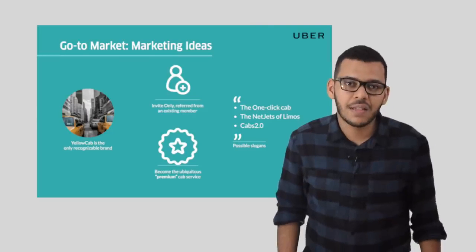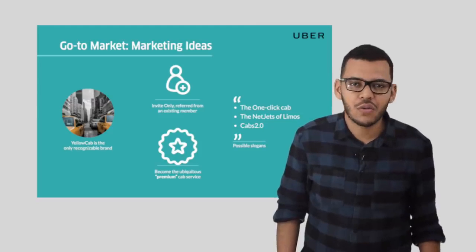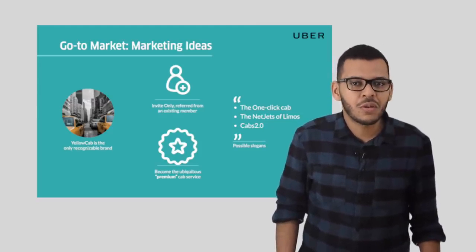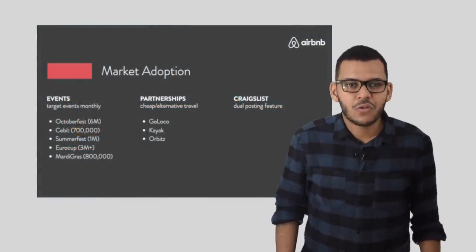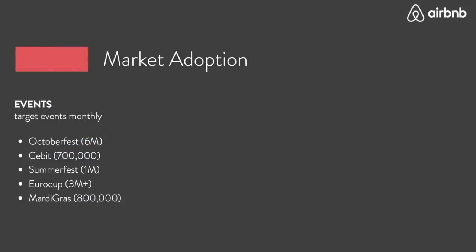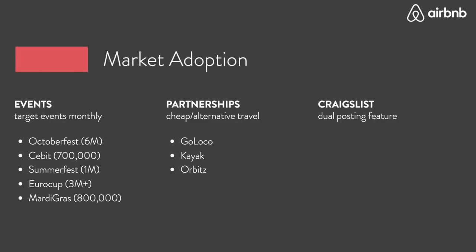The point of this slide is proving that you can figure out ways to grow your business, both with a large pool of ideas and the ability to execute them. Airbnb's slide refers to 3 alternatives: events, partnerships, and the dual posting feature.